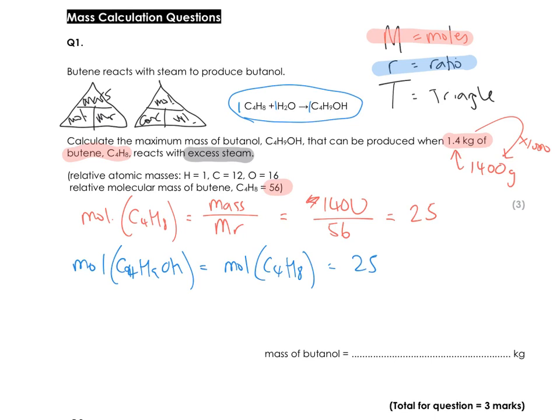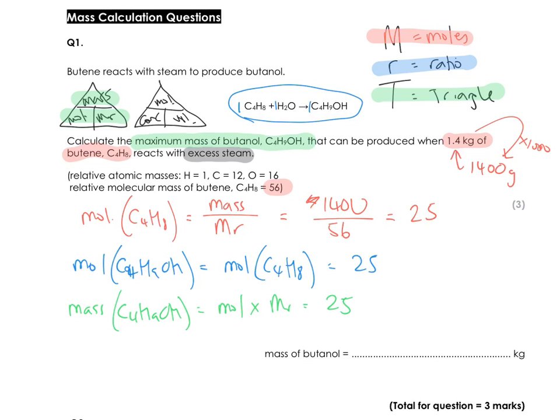So my last step, the triangle, that means I have to choose the appropriate triangle. We've got to go back to the question and see what I'm working out. So I'm working out the maximum mass of butanol. So the triangle that has mass in is this one. So mass equals moles times MR. So the mass of the butanol, C4H9OH, is going to equal moles times the MR, which equals 25. We haven't worked out the MR yet, so we need to work that out.